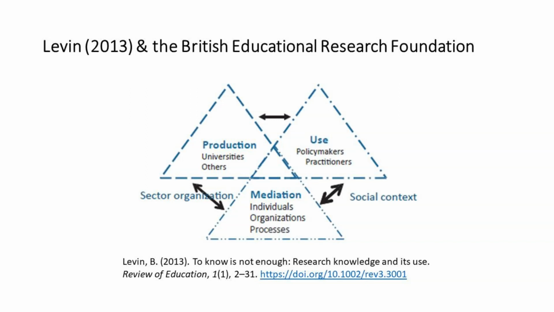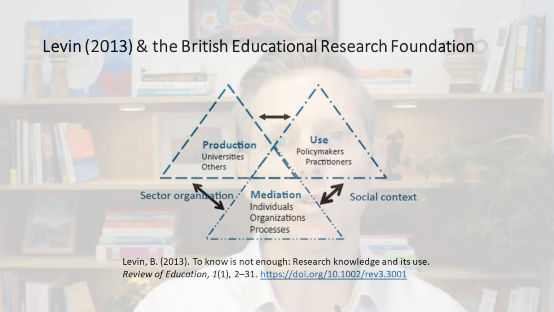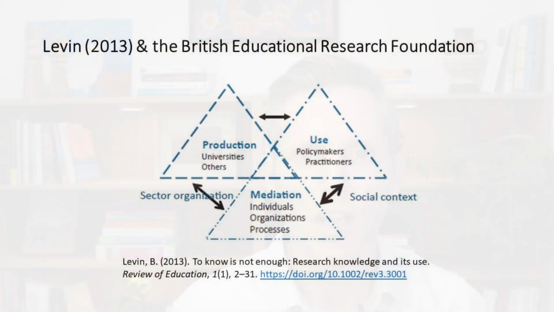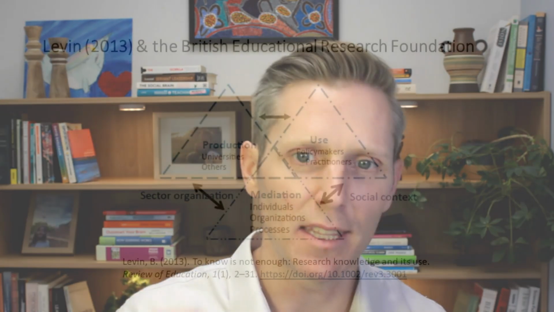They talked about the production of that knowledge, that research by the universities and others. They talked about the policymakers and the practitioners as the end users, and so you'll see the arrow joining those two between production and use, and that of course is pointing to the idea that those who produce the evidence should always do it in collaboration with the end users, the policymakers and the practitioners.